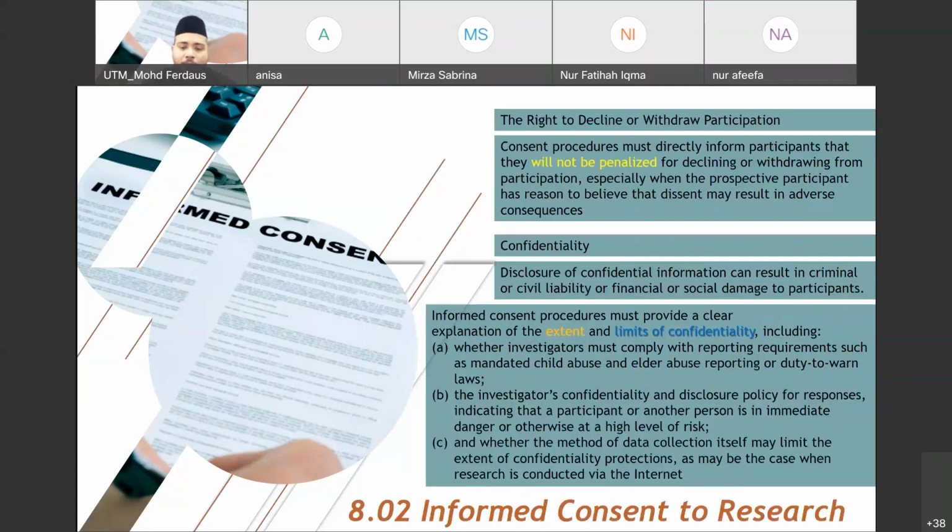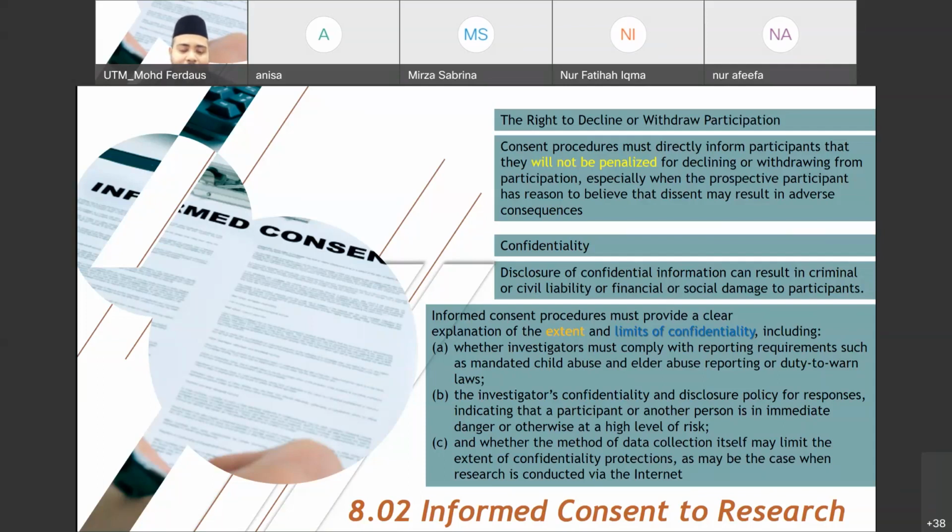Okay, in informed consent, we also need to inform the right to decline or withdraw participation. Consent procedures must directly inform participants that they will not be penalized for declining or withdrawing from participation, especially when the prospective participant has reason to believe that dissent may result in adverse consequences.